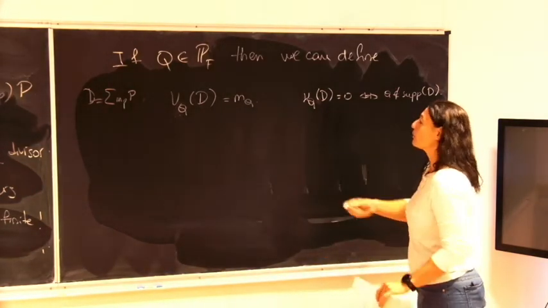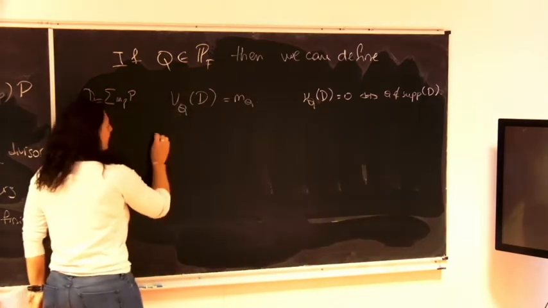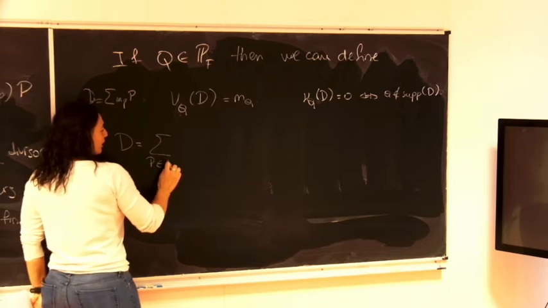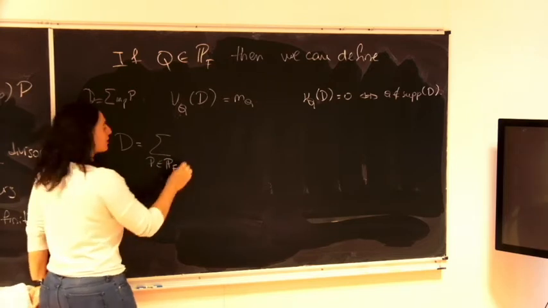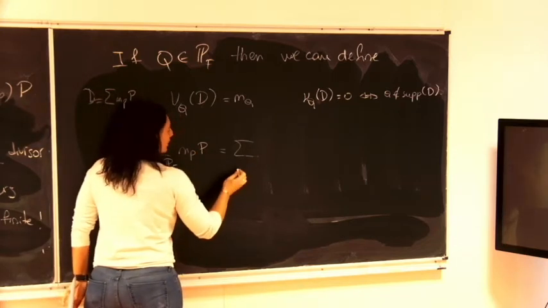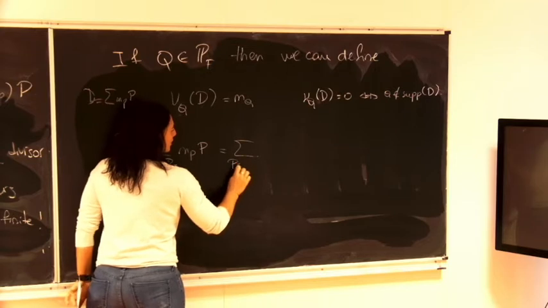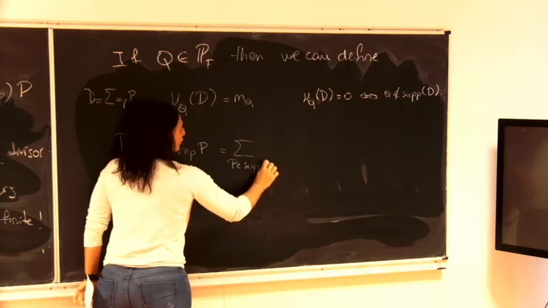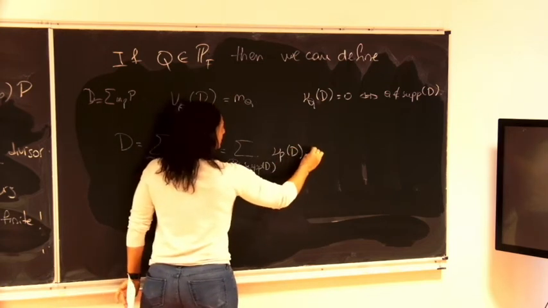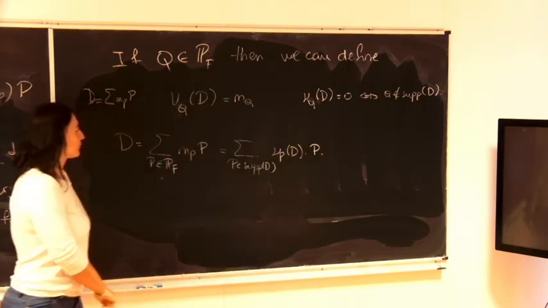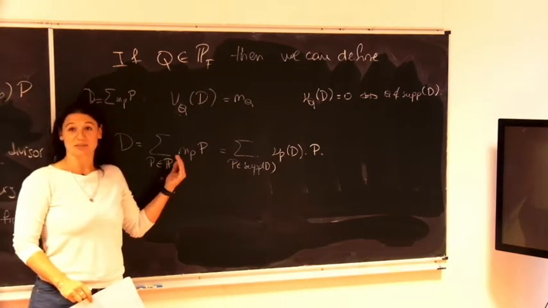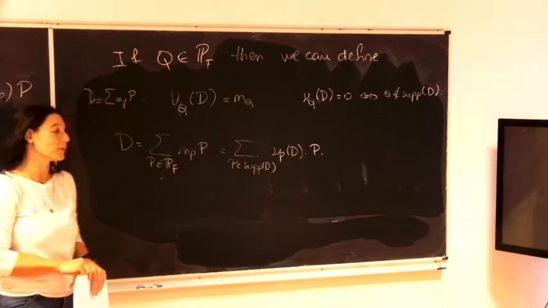With this definition, we can also write the divisor. We can sum over P in the set of places with some coefficients, or we can just write the sum over P in the support of D of the valuation at P of this divisor times P. This is equivalent, because it is exactly how we define this valuation.